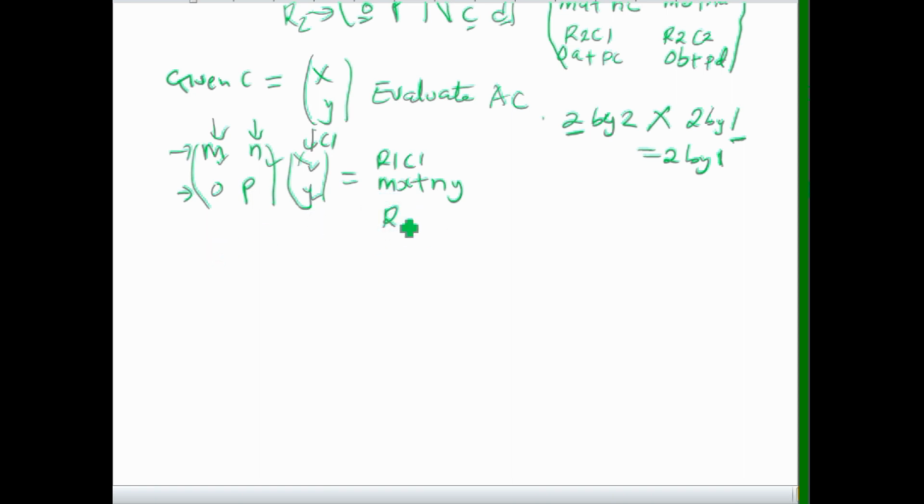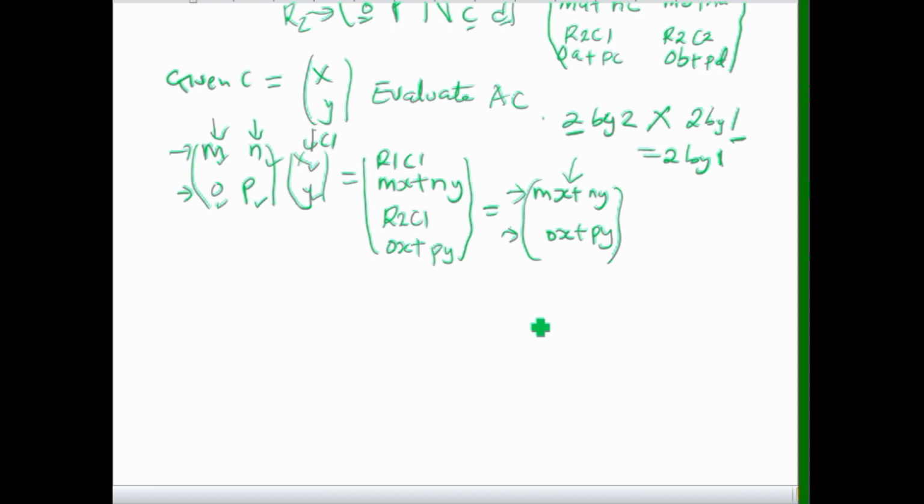We come to second row, first column. We shall have now o times x, that is ox. You add p times y, that is py. Now that becomes our final answer, which is mx plus ny and ox plus py. So you find that the result is a 2 by 1 matrix, because there is only one column in that matrix.